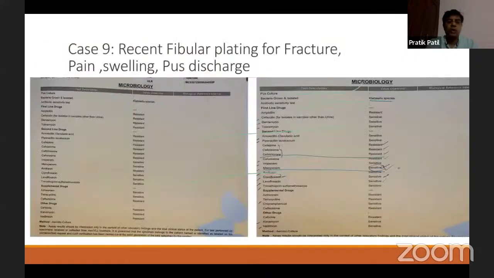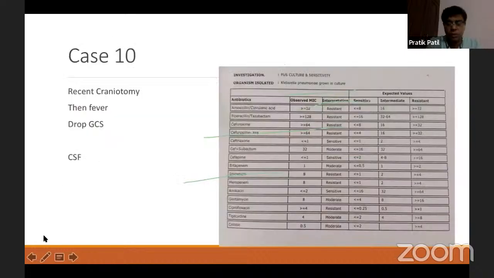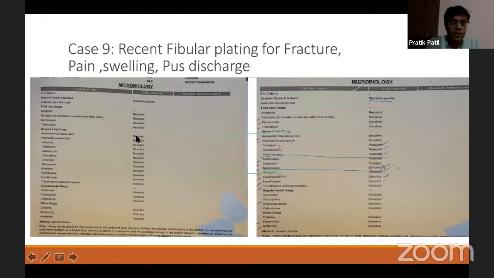So another case: there is a recent fracture followed by fibular plating done in this patient, who presented with pain, swelling, and pulsation from the surgical site. And there were two different cultures taken. If you see here, these are the same organisms with slightly different sensitivity patterns. In this one, piperacillin-tazobactam was resistant, and in another it's sensitive, but carbapenems are sensitive in both. So always make sure that you go through all the cultures and only then decide your antibiotic therapy. So in this case, the carbapenems were used and the patient got better. Obviously, he needed surgery and implant removal.